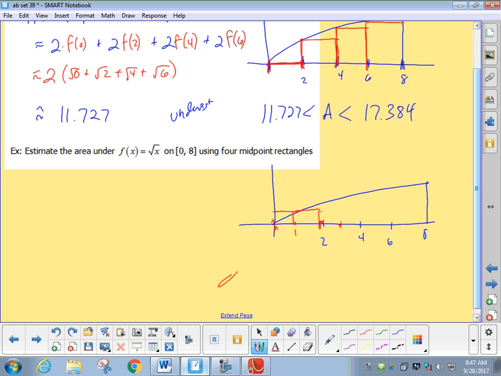So you go to that point, draw up to the curve, and you draw over to complete the rectangle from 2 to 4. The next is at 5. Find 5, go up to the curve, and draw across, so your rectangle goes from 4 to 6. And then find 7, go up to the curve, draw across until you have a rectangle going from 6 to 8. Okay?